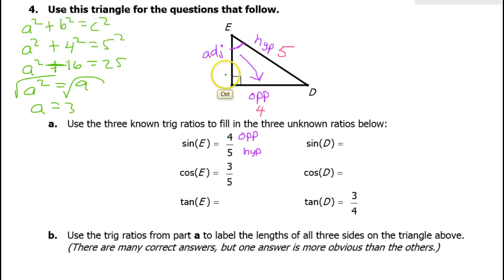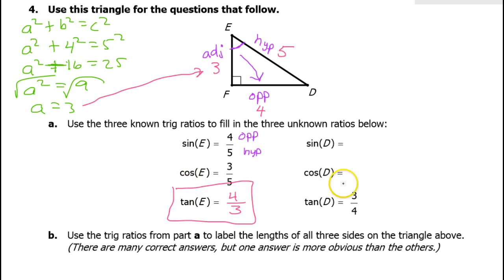So fine. Using the Pythagorean Theorem, I found out that this is 3. Now I should be able to say what the tangent is, because tangent is opposite over adjacent, so that'll be 4 over 3. Okay, so that was one of the ones we were supposed to find.